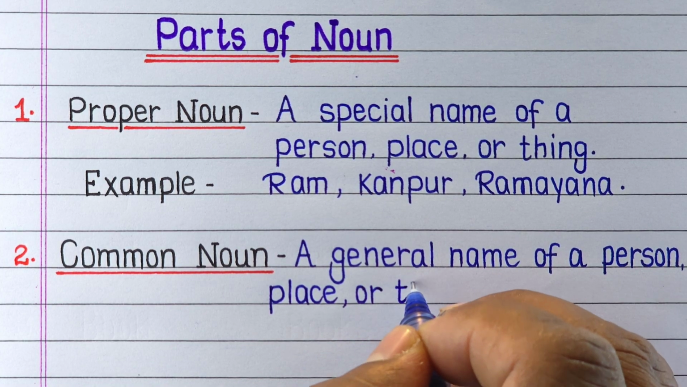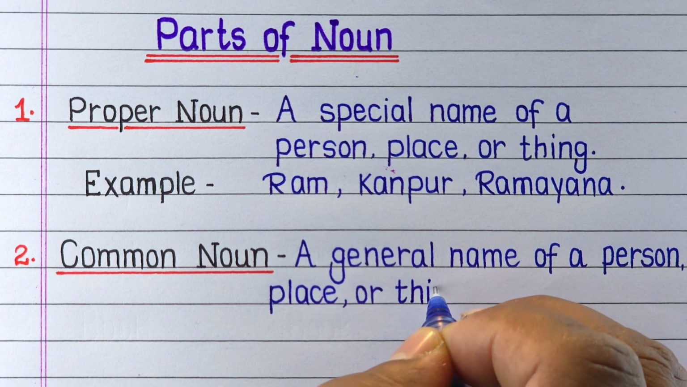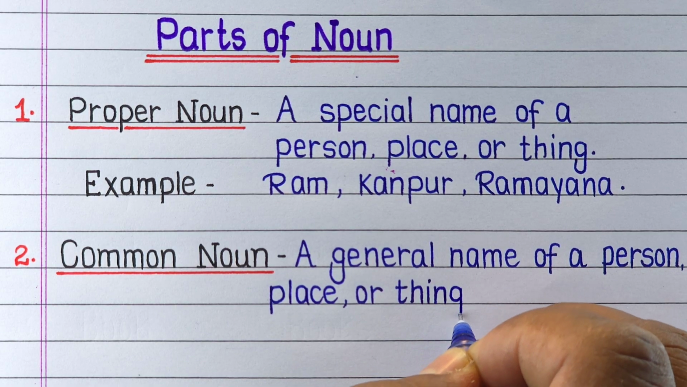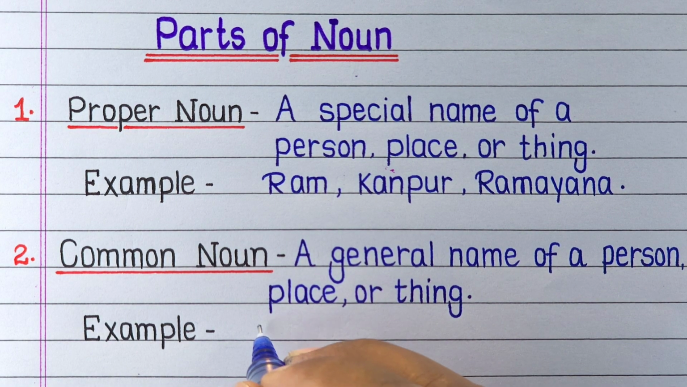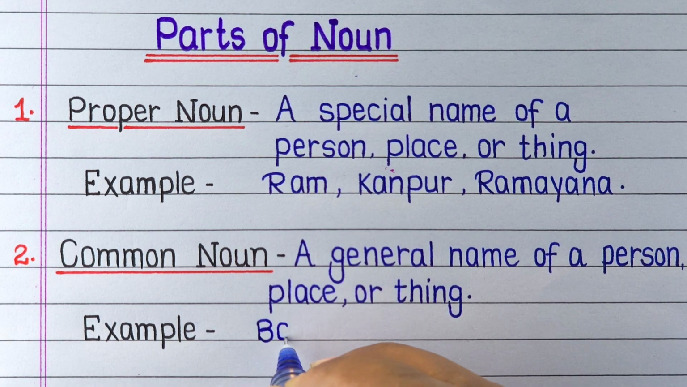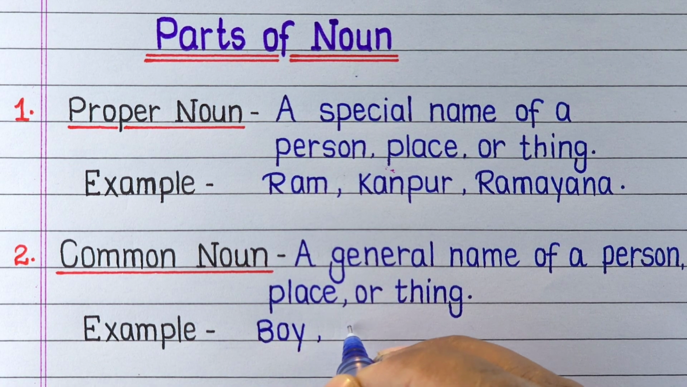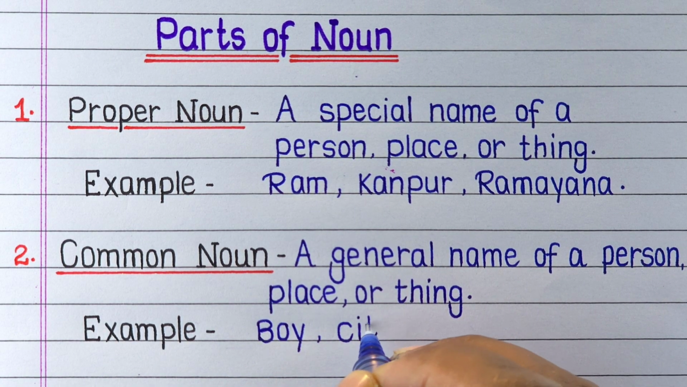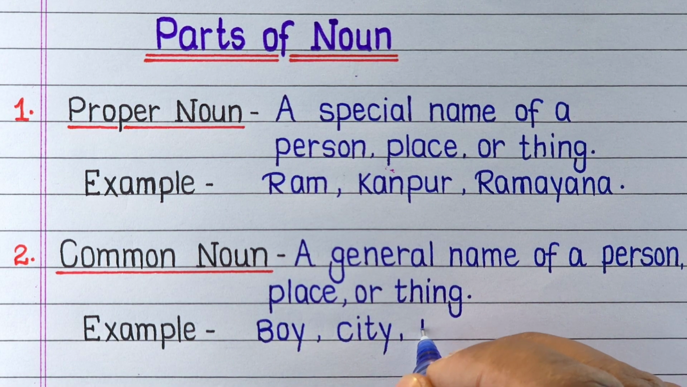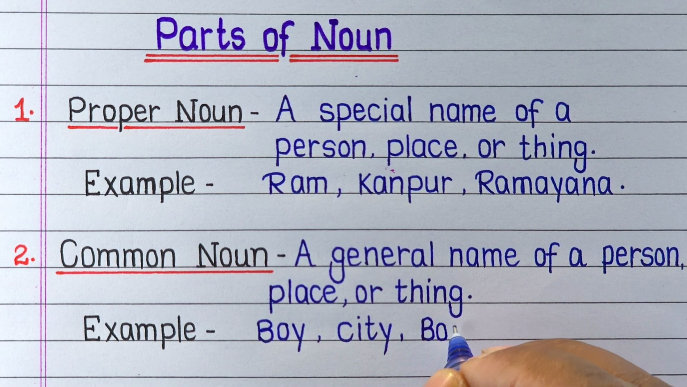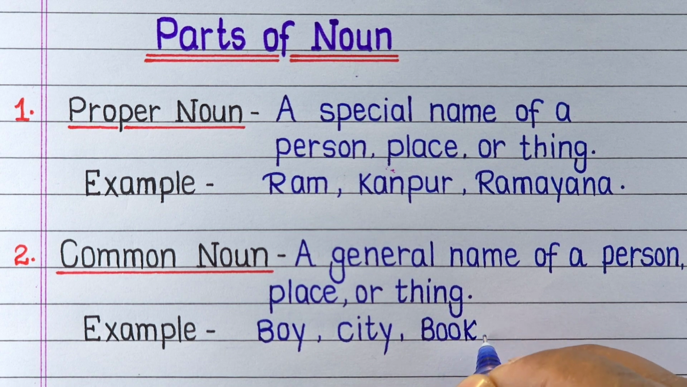Number 2. Common noun. A general name of a person, place or thing. Example: boy, city, book.